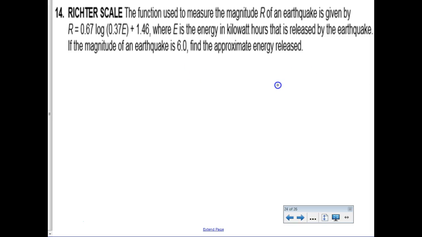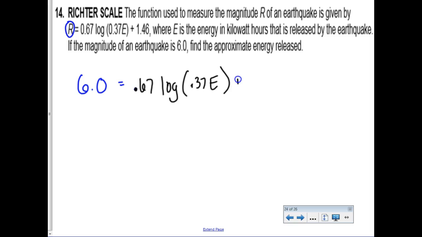Alright, guys, so that formula is a little messy. Alright, the 6.0 is the magnitude of the earthquake. So that's what you have to put in place of the R for the Richter scale. So you start off your formula with 6.0, or 6, equals 0.67 times the common log of 0.37 times E, plus 1.46. E is the energy that it releases. So you're going to need to solve for E.